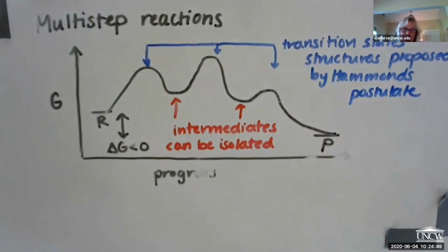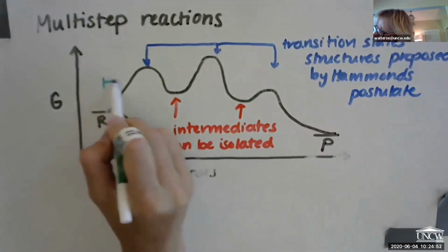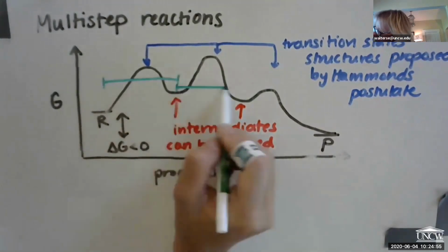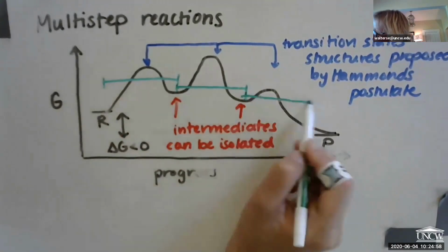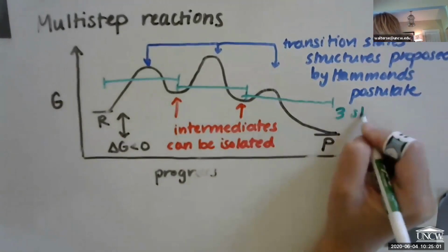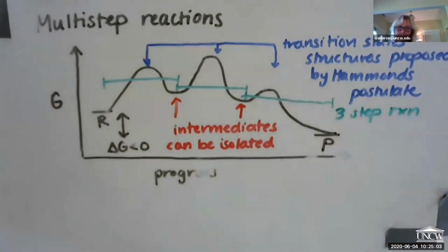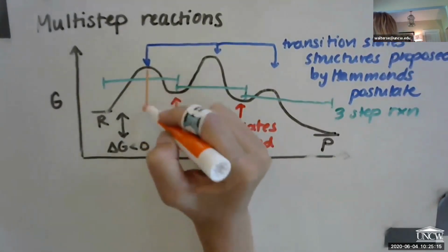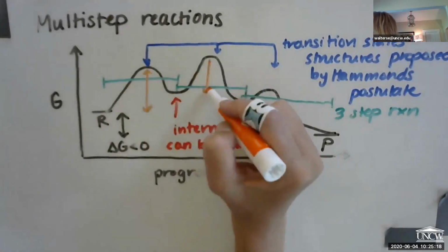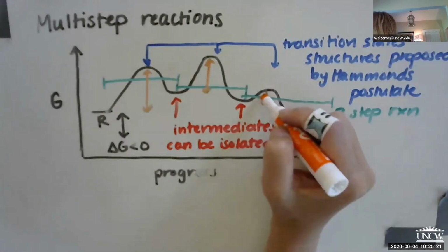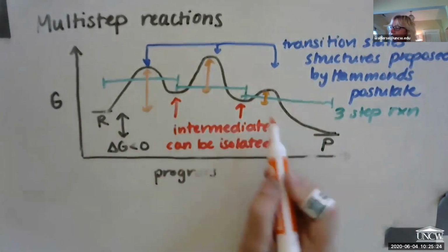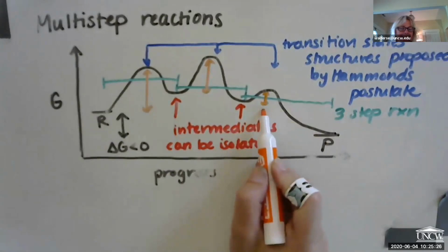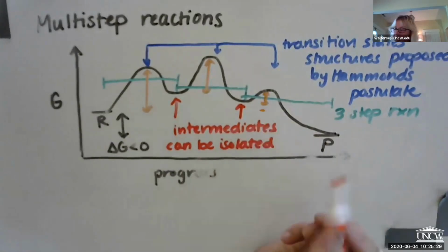The number of hills tells you the number of steps. So this here is step 1, step 2, step 3. Each of the steps has its own activation energy. So this is the activation energy for step 1, activation energy for step 2, activation energy for step 3. Of these 3, the third step is the fastest because it has the smallest activation energy hill.